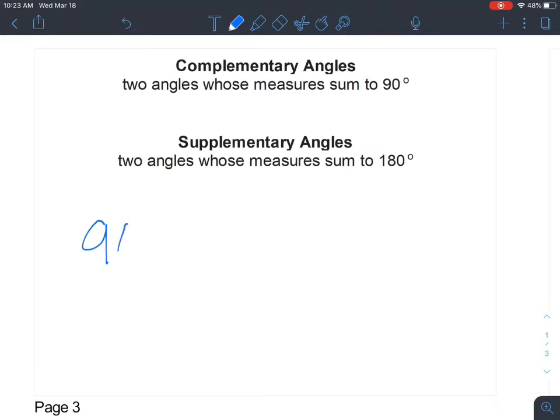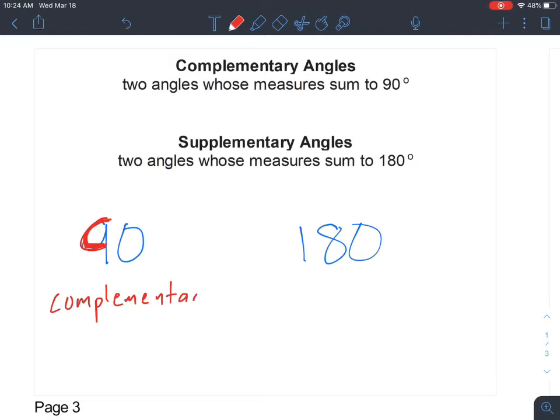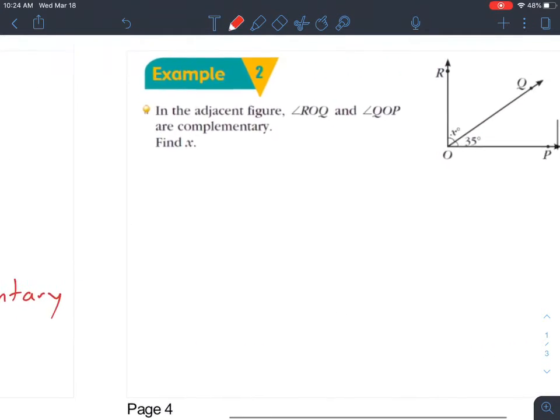Now there's a really easy way to remember which one is which. I'm going to draw a big 90 and a big 180 here. Your hint for complementary and supplementary is actually in the numbers. If I look at the 9 here, I can draw a C, and I know that that's going to be complementary. Whereas for the 180, if I look at the 8, I see the letter S in the 8, and therefore I know that that is going to be supplementary. So that's the method that I use to remember which one is which whenever we have to answer questions.